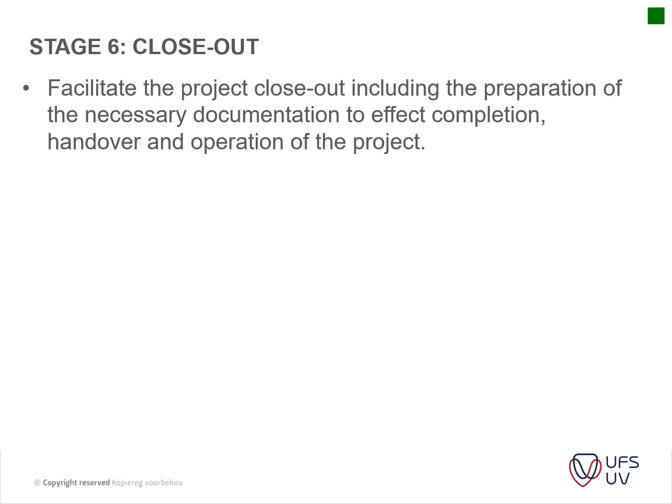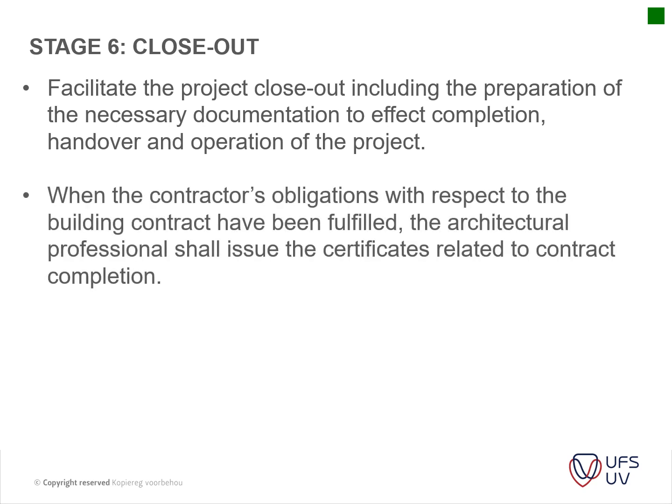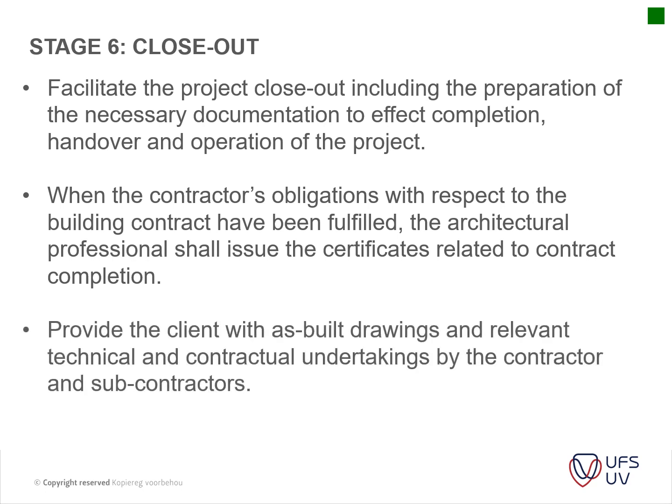Where you facilitate the project closeout, including the preparation of the necessary documentation to effect completion, handover and operation of the project. So that's your closeout report, etc. So the contractor's obligation with respect to the building contract has been fulfilled, and the architectural professional shall issue the certificate related to the contract completion. Completion certificate, QS, is usually the final account. Provide the client with as-built drawings, this is for the architects, and relevant technical contractual undertaking by the contractor. Usually it's like an occupation certificate that's issued, depending on what type of project you're busy with.